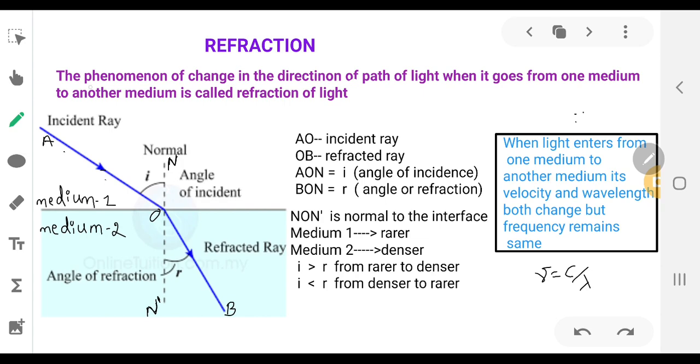So how can you define refraction? The phenomenon of change in the direction of path of light when it goes from one medium to another medium is called refraction of light.